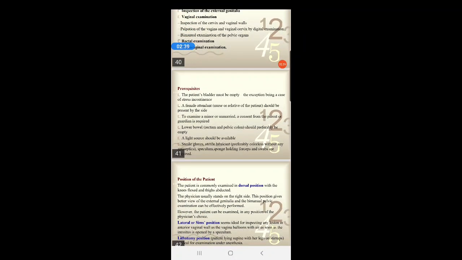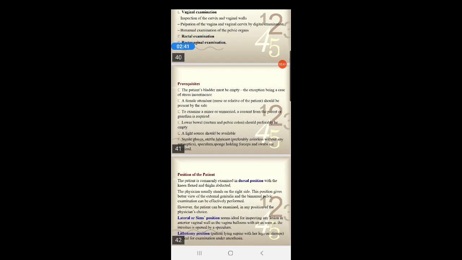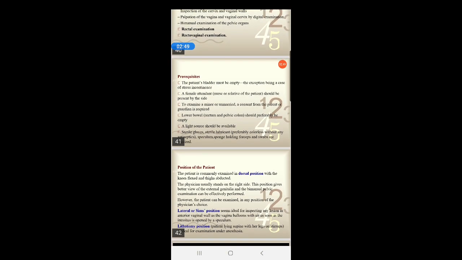Coming to the prerequisites. Before starting the pelvic examination, what we have to do or what we can advise the patient to do comes under the prerequisites. First, the patient's bladder must be empty, the only exception being a case of stress incontinence, where you ask the patient to cough. On coughing, if urine comes out, it indicates stress incontinence. In all other cases of gynecology, you should ask the patient to empty the bladder before the examination.